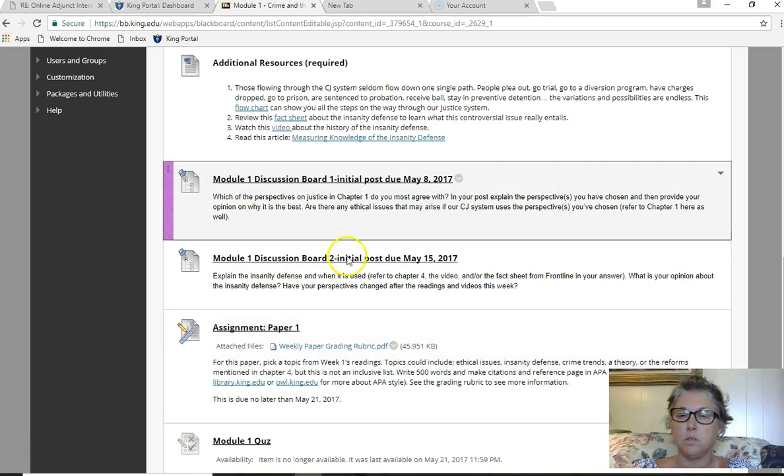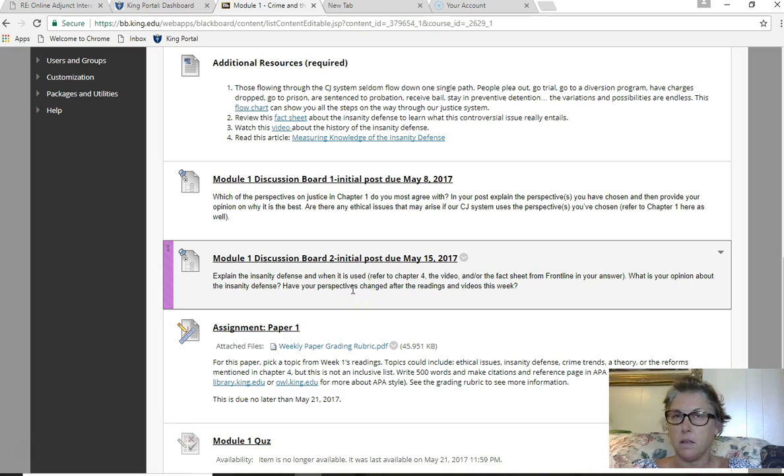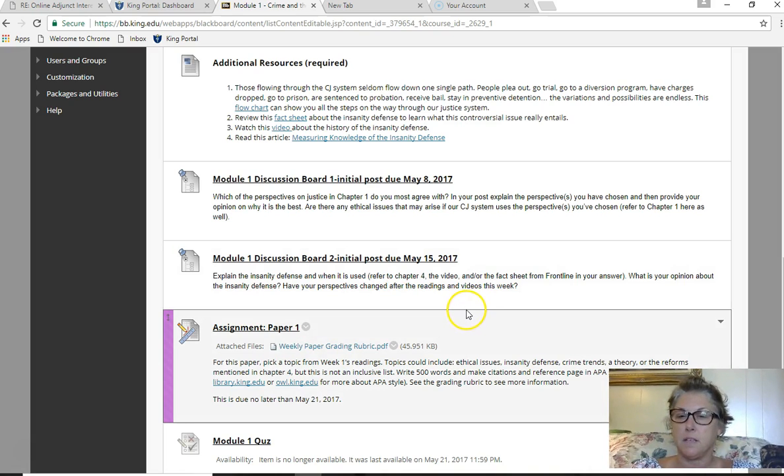From that first module, one of the things that I want to point out that I saw in the discussion was the use of the insanity defense. Just make sure you know that the insanity defense is used very, very limitedly. When you look at it, 1% of all the defenses that go to court attempt the insanity defense, and 1% of that 1% are actually successful.